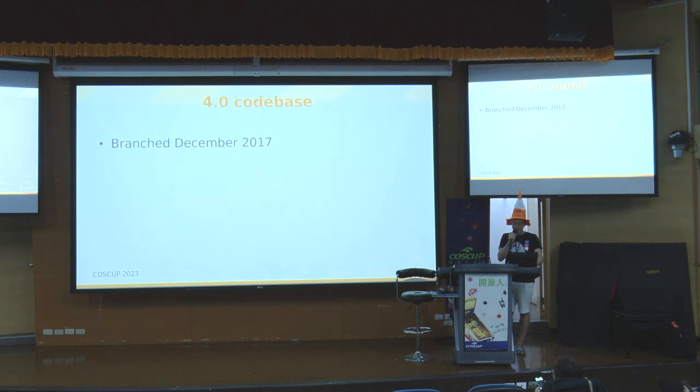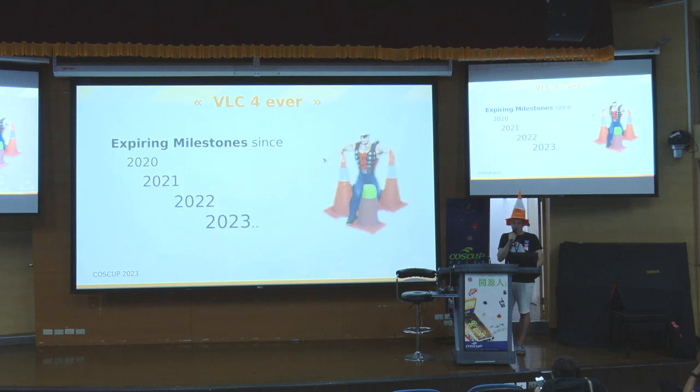So the code base is quite old now. The fork is old for 4.0. Lots of merge requests, lots of commits, lots of contributors, new contributors as well. And we are late. We are four years late now. We keep missing milestones, like the famous video game, which took way too long.